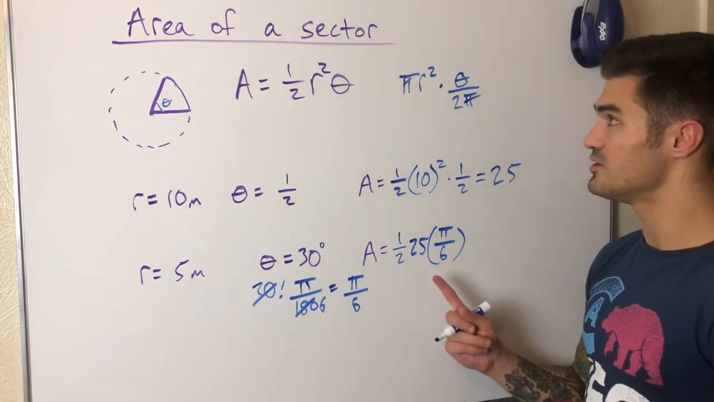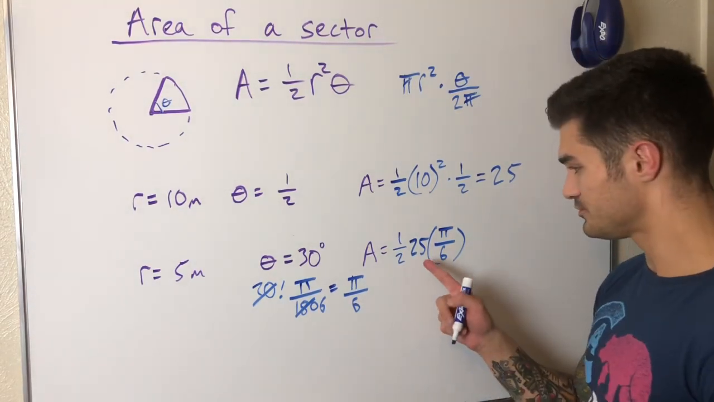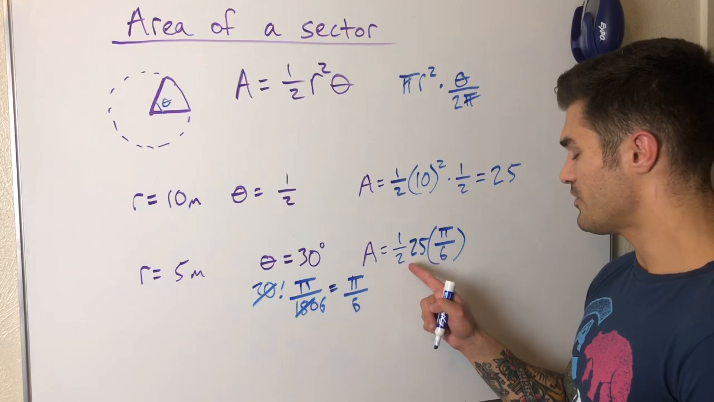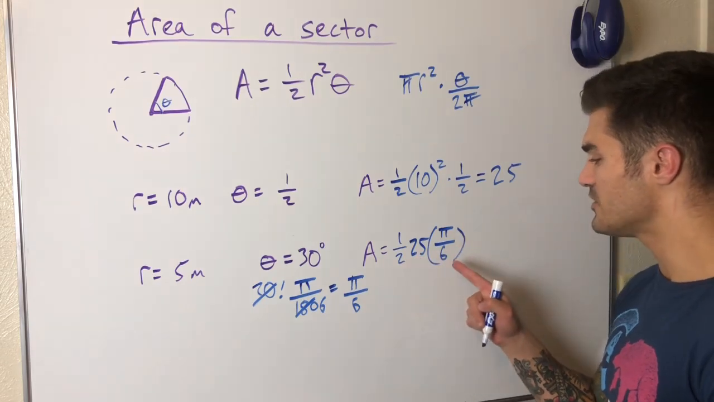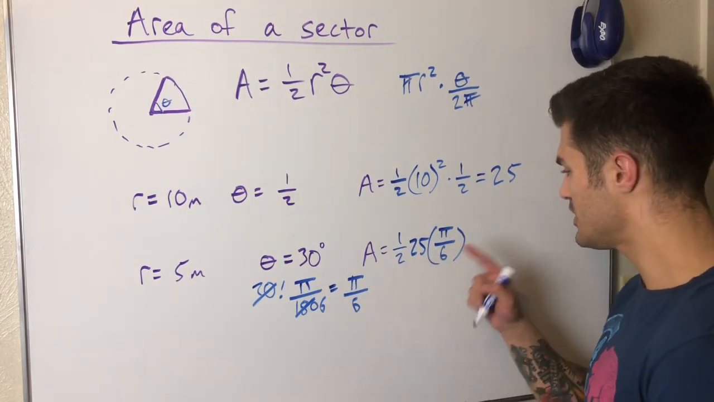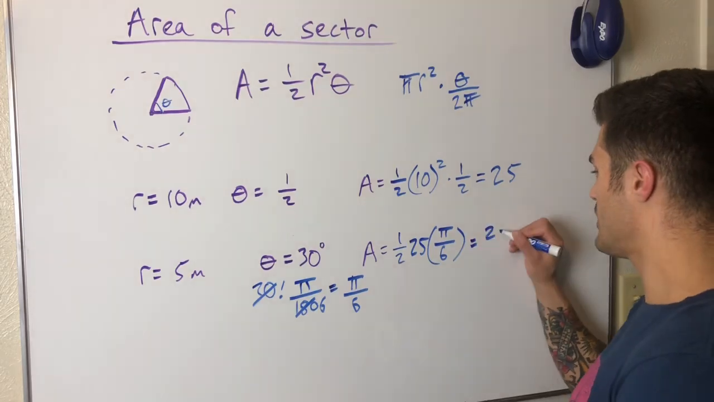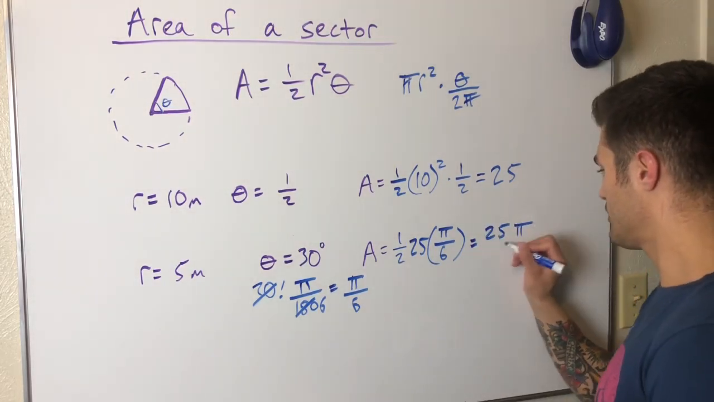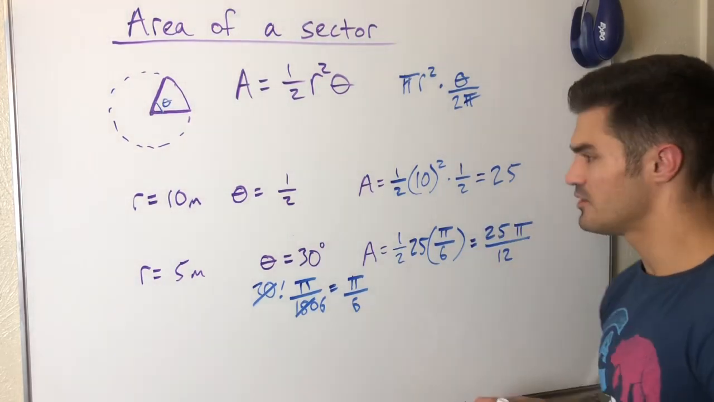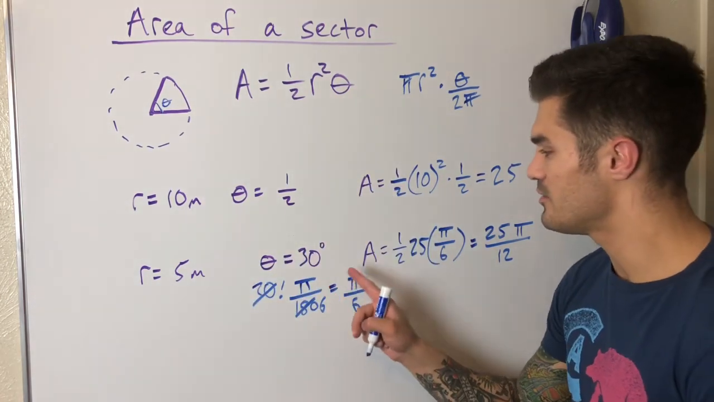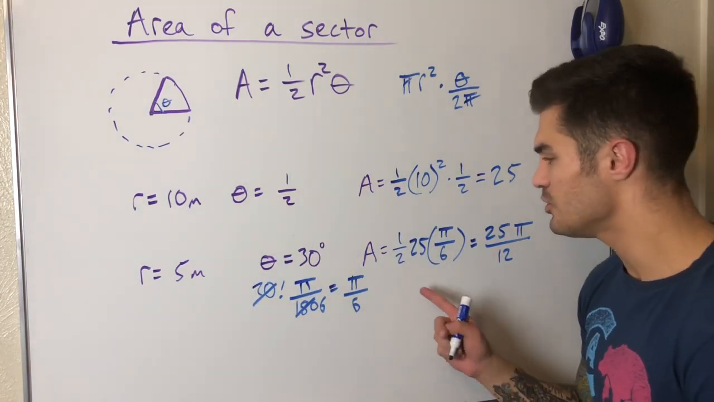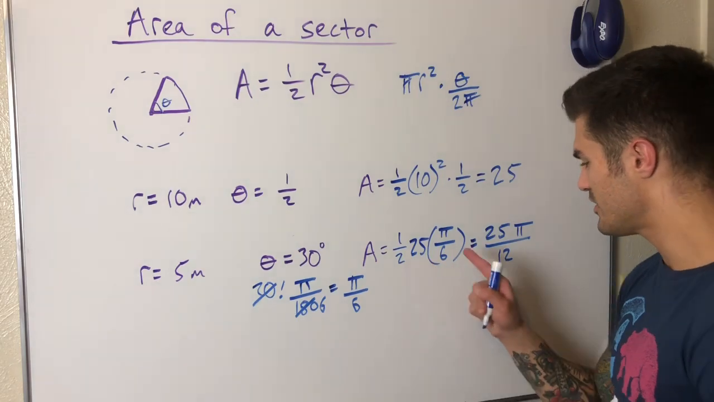All right, now I can do the algebra, work this out. Let's see. 25 over 2 times pi over 6. That is 25 pi over 12. Let me make sure this is right. Let's see. I squared that, multiplied by pi over 6. That looks correct to me. Let's see, 25 over, yep, cool.